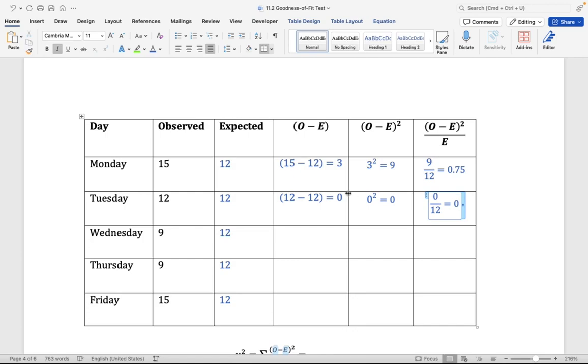I went through all the steps. I knew that our answer was going to be 0 as soon as I saw that we had 12 minus 12, which is equal to 0. Okay, but I just wanted to go through all the steps.